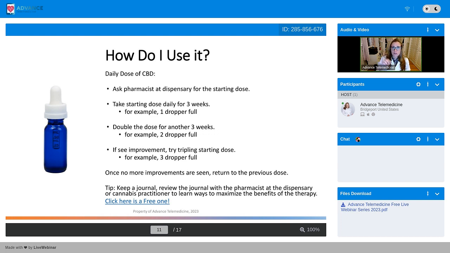So you do your 1 dropper full, your starting dose, for 3 weeks. At the end of 3 weeks, you should look back.